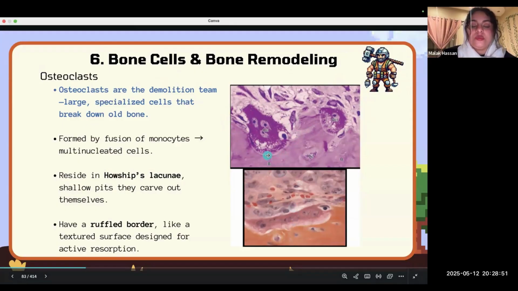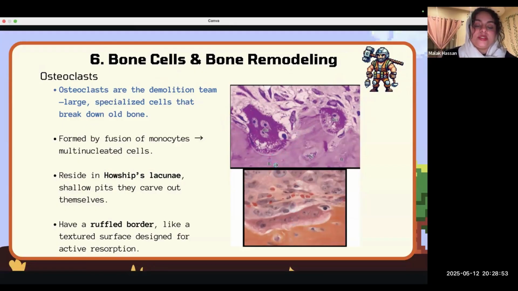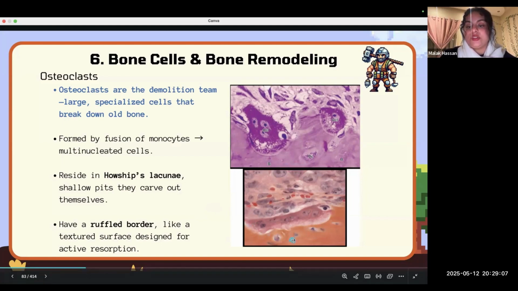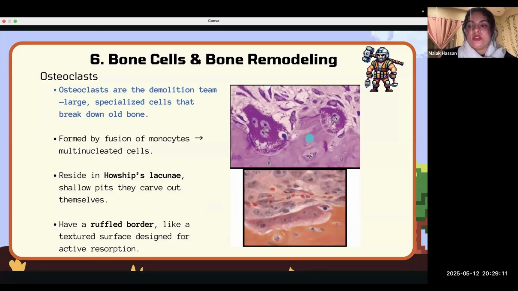And they have something called a ruffled border. It's a textured surface with a high surface area that is made for active resorption. It creates something called a sealing zone. So this is an osteoclast, this is an osteoclast, and this is an osteoclast.